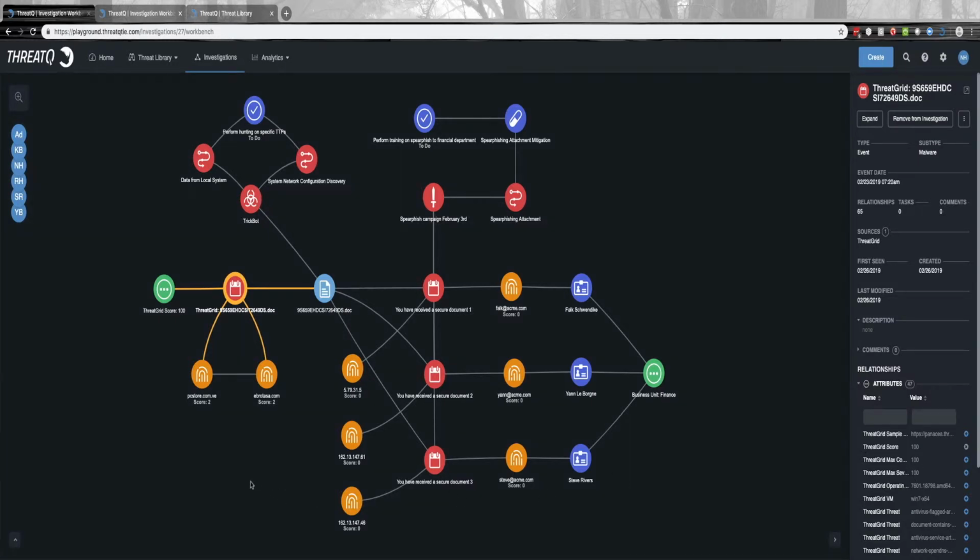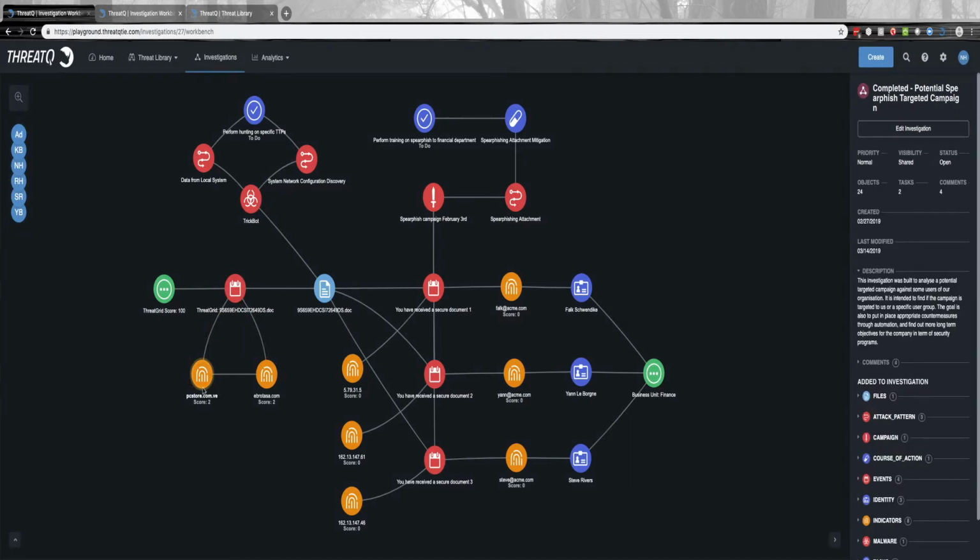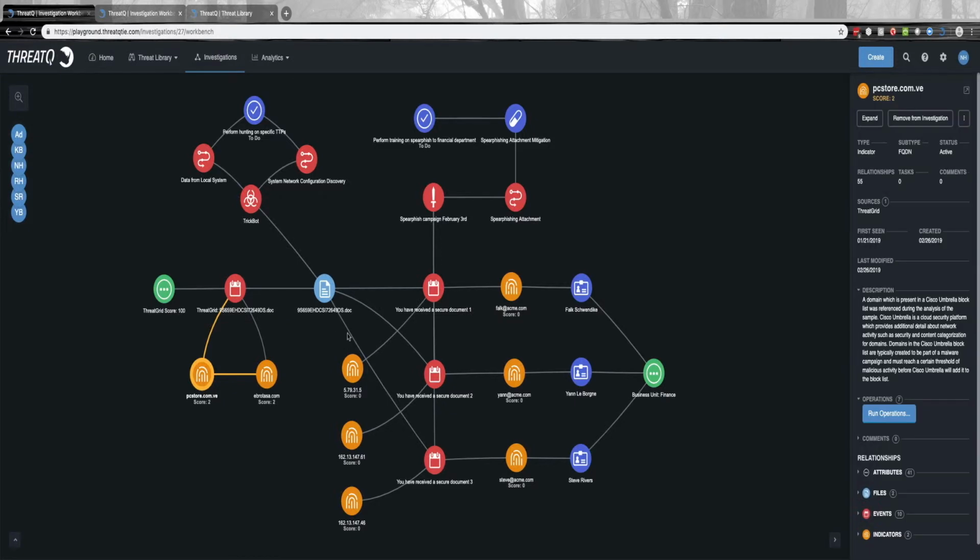In this case, we've brought that piece of data in. We also have two indicators that were also brought in as part of that. And if you notice, these are relatively low scored. Again, ThreatQ does dynamic scoring of indicators based on a particular company's policy.